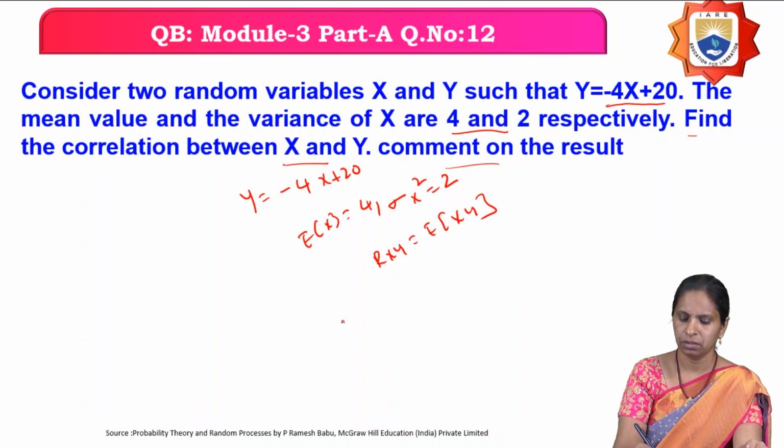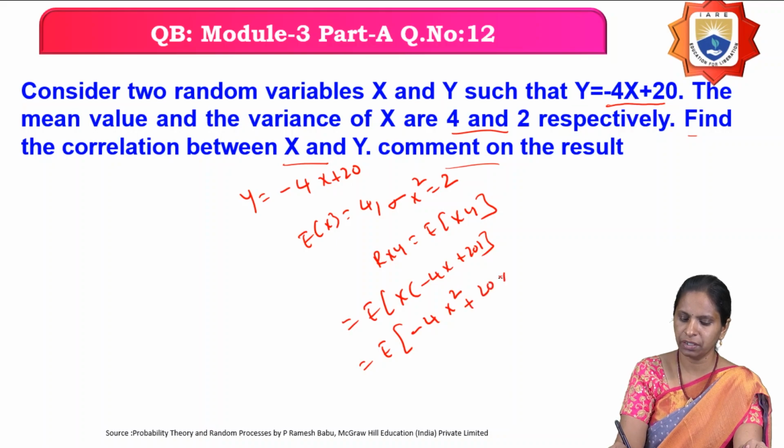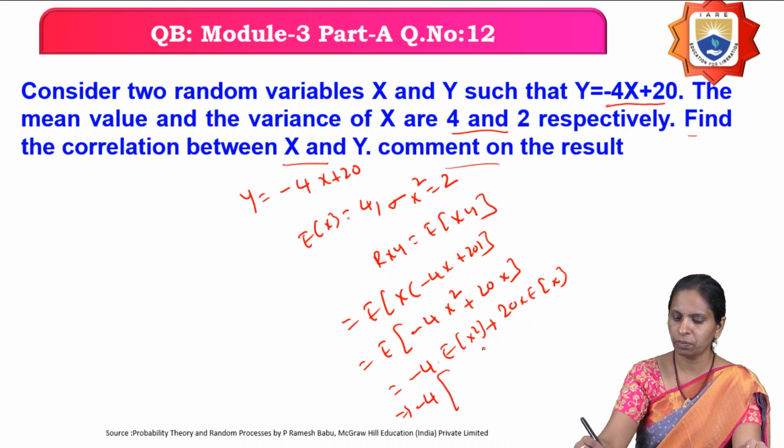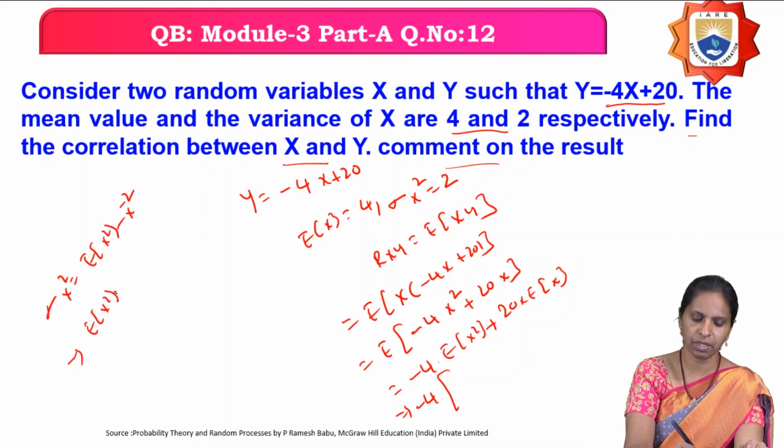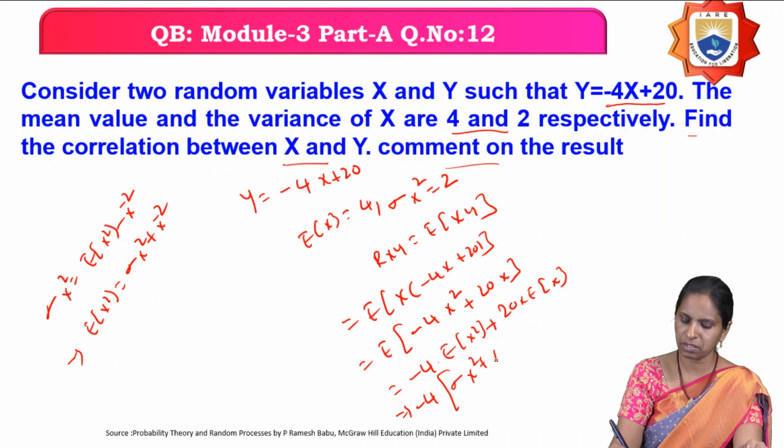That is E of xy, so E of x into y, where y is minus 4x plus 20. That equals E of minus 4x square plus 20x, which equals minus 4 into E of x square plus 20 into E of x. What is E of x square? What is the variance formula? E of x square minus x bar whole square. So E of x square equals sigma x square plus x bar square, so sigma x square plus x bar square plus 20 into E of x.